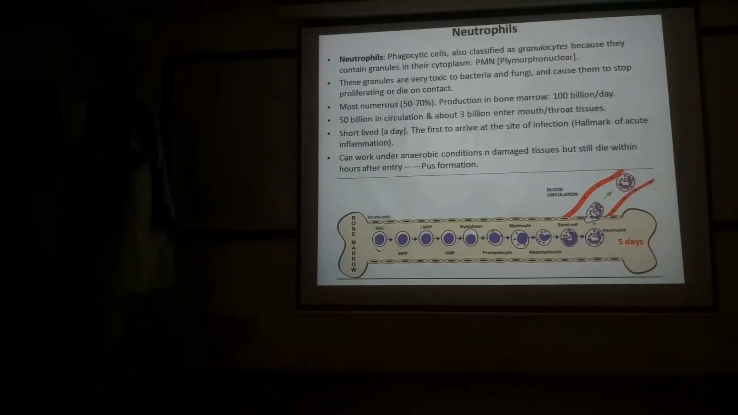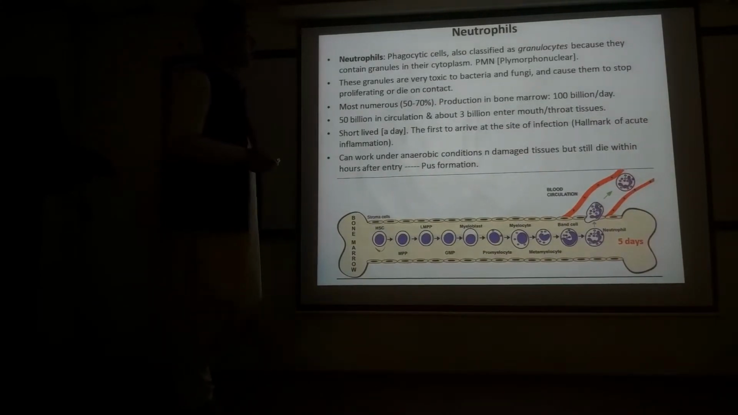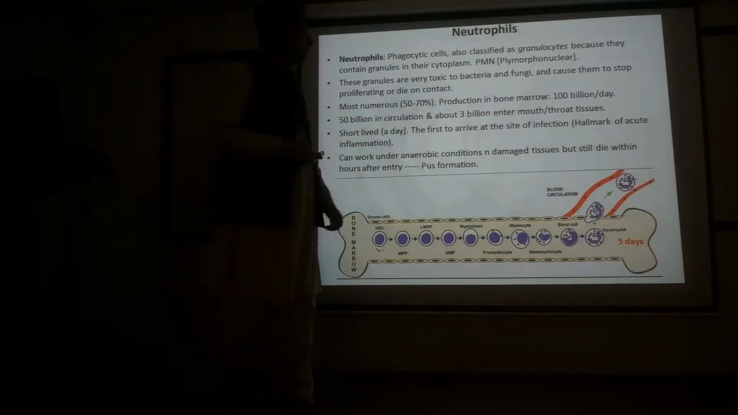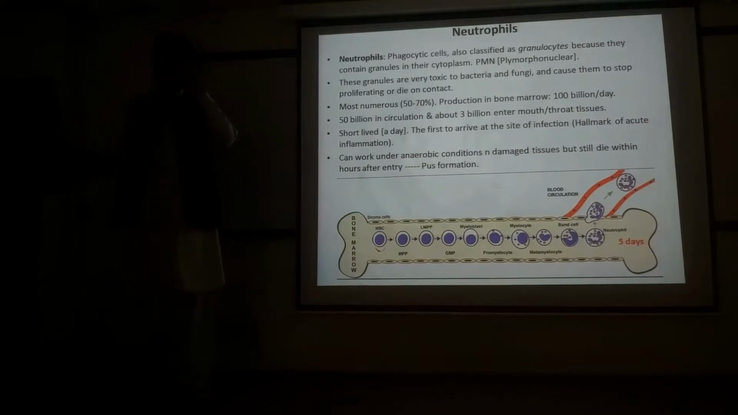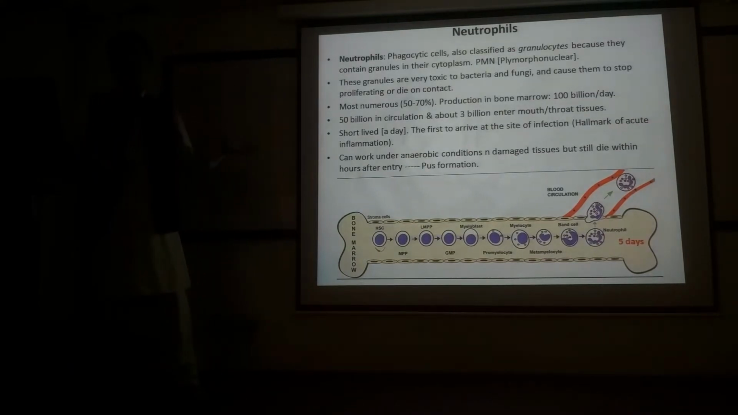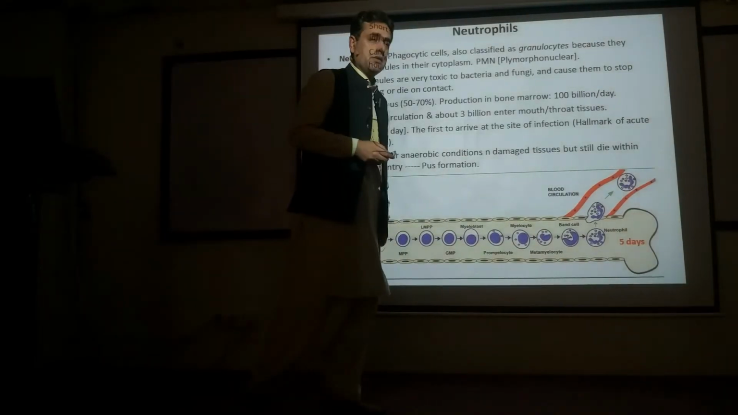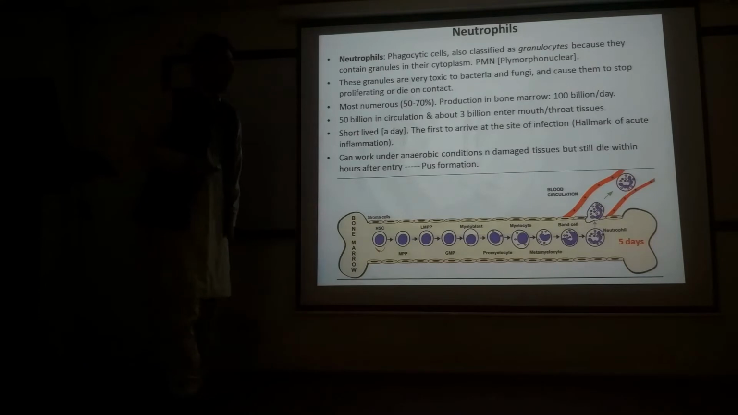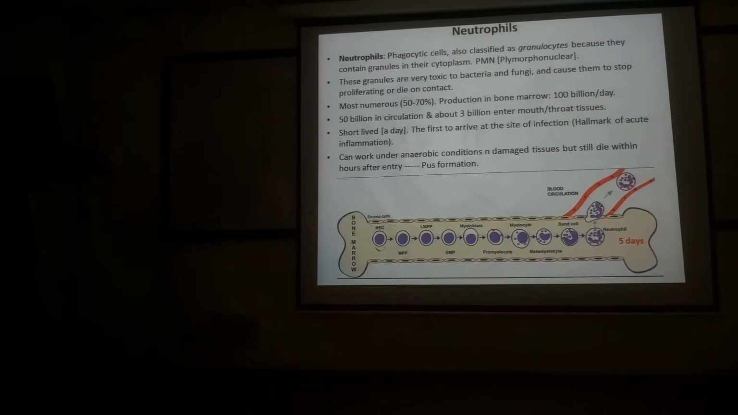Okay, so today we are going to discuss some cells of the innate immune system, and we will discuss first of all the neutrophils and then the macrophages. Although we should have discussed macrophages first, followed by the neutrophils, because of the events that happen when the pathogen enters your body.